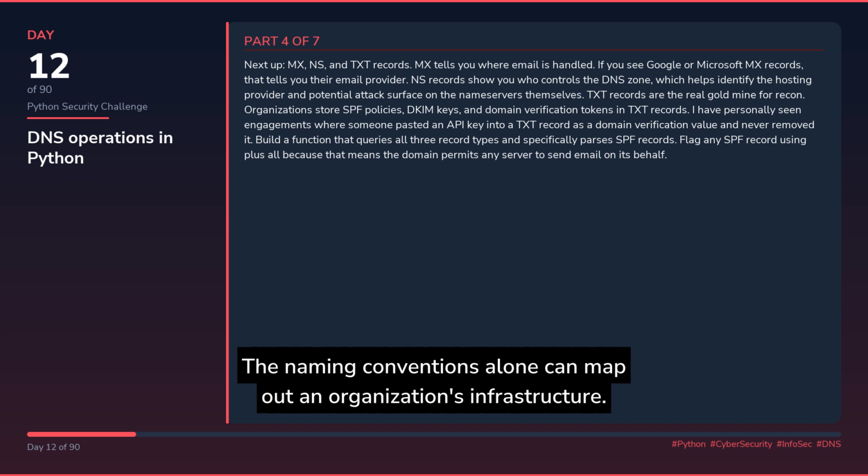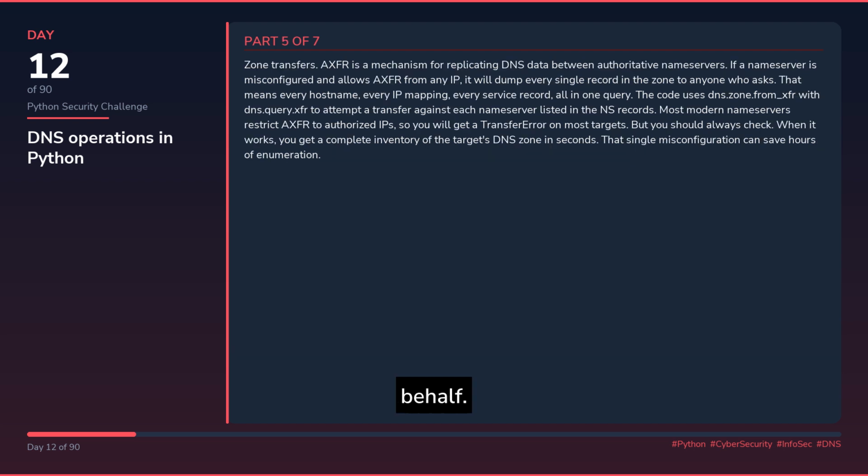Organizations store SPF policies, DKIM keys, and domain verification tokens in TXT records. I have personally seen engagements where someone pasted an API key into a TXT record as a domain verification value and never removed it. Build a function that queries all three record types and specifically parses SPF records. Flag any SPF record using +all because that means the domain permits any server to send email on its behalf.